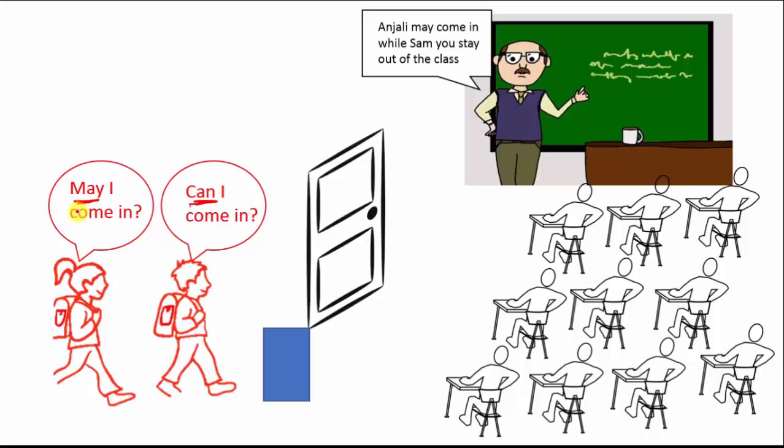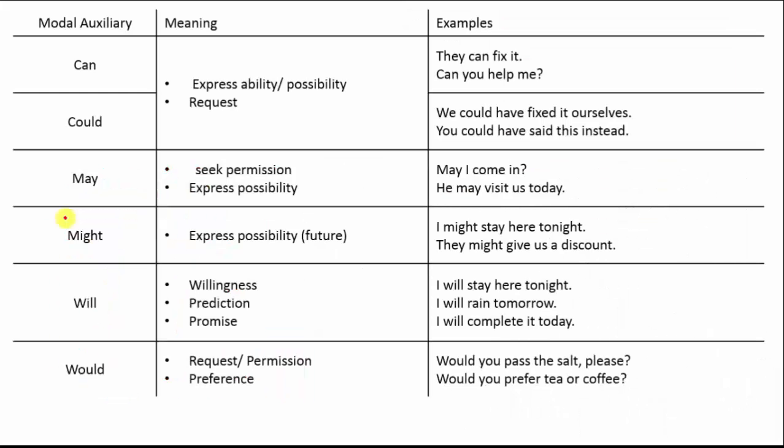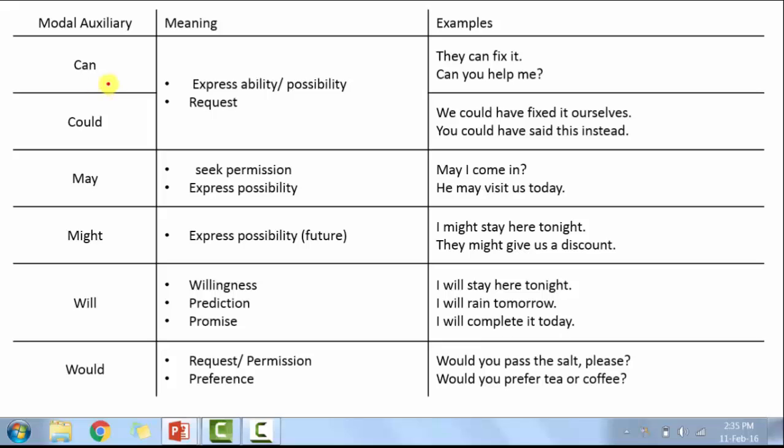There's a huge difference between can and may. We usually use can in most of the places. For example, you have to borrow a pen. Can I borrow your pen? That's incorrect. It has to be may I borrow your pen. What's the difference between these two? We'll explain that. Can is used for expressing ability.